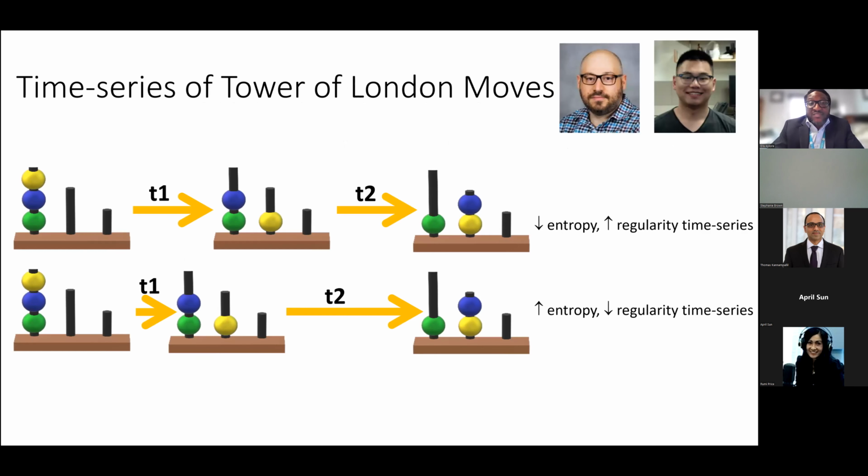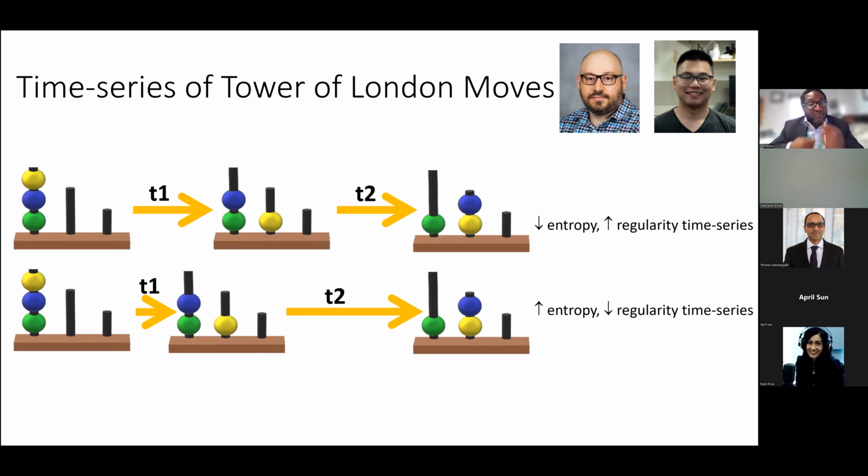And likewise, we can look at the irregularity or regularity of time series looking at moves on the Tower of London task, where the point is to get from this start state shown here on the left to a goal state shown here on the right in as few moves as possible. And we can look at the regularity of times in between each move to see if there's a high degree of regularity or a low degree of regularity, with the intuition that if you thought about how to solve this puzzle in advance, you might have more regular move times because you would have planned it out.